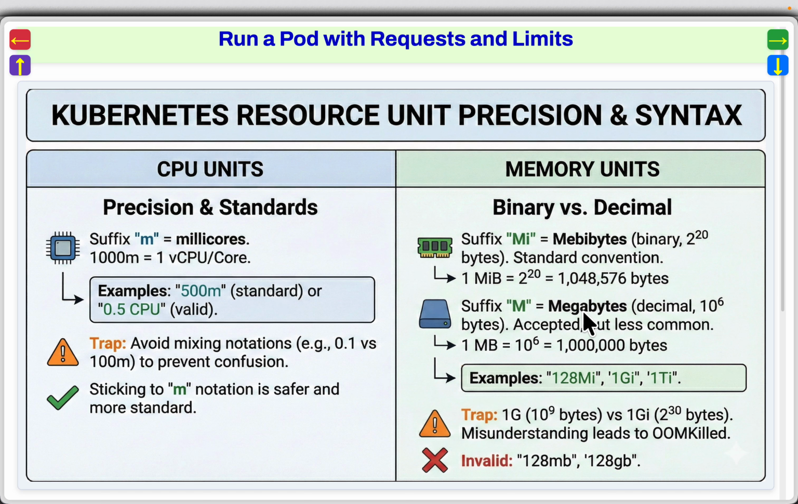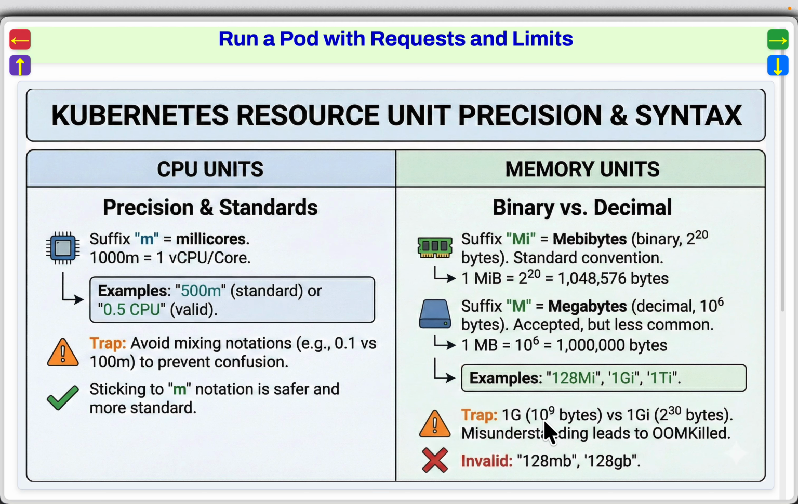We have one more, which is the suffix M, but we don't use this. This stands for megabytes, which is decimal base. This is 10 power 6 bytes. This is also accepted, but it's less common. So 1 MB is equal to 10 power 6, which is 1 million bytes. Usually we use mebibytes. Examples are 128 Mi, 1 Gi, and 1 Ti.